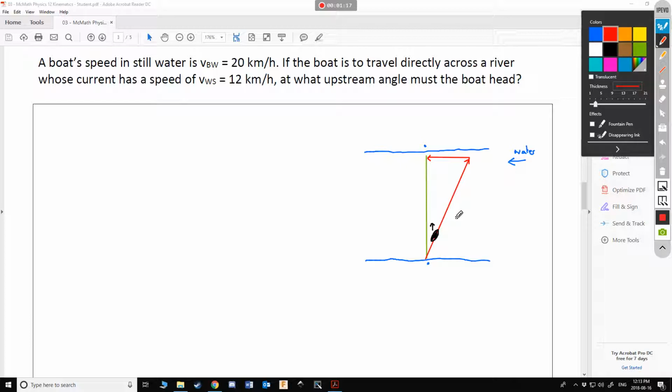So we have 20 kilometers per hour, and the stream is 12 kilometers per hour. And as we can actually see right now, this is a right angle triangle, so it's not too challenging of a question. So what must this angle be? We see that we have the opposite and we have the hypotenuse. So we have sine theta is equal to 12 kilometers per hour over 20 kilometers per hour. So we get theta is just equal to the inverse sine of those numbers. We end up with 37 degrees.